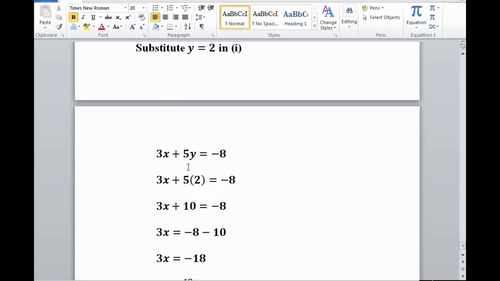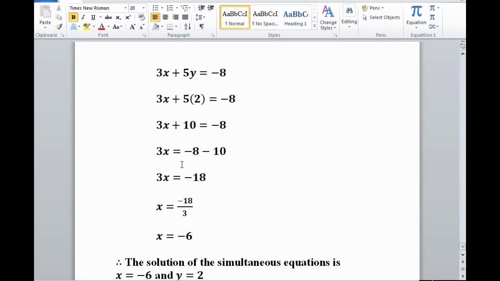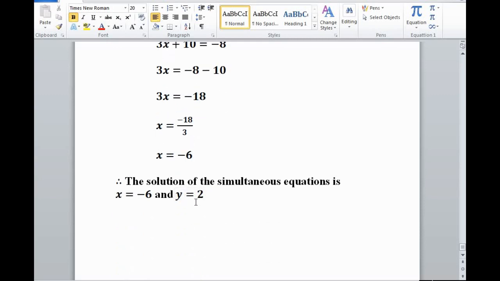So equation 1, 3x plus 5y equals negative 8, and 3x plus 5 into 2, which is the value of y, equals negative 8, and then 3x plus 10, because 5 twos are 10, equals negative 8. Take this positive 10 from left to the right side. The equation becomes 3x equals negative 8, negative 10. Their sum is negative 18, and then x is equal to negative 18 upon 3, so 3 times 6, 18. So therefore the solution of the simultaneous equations is x is equal to negative 6 and y is equal to positive 2.